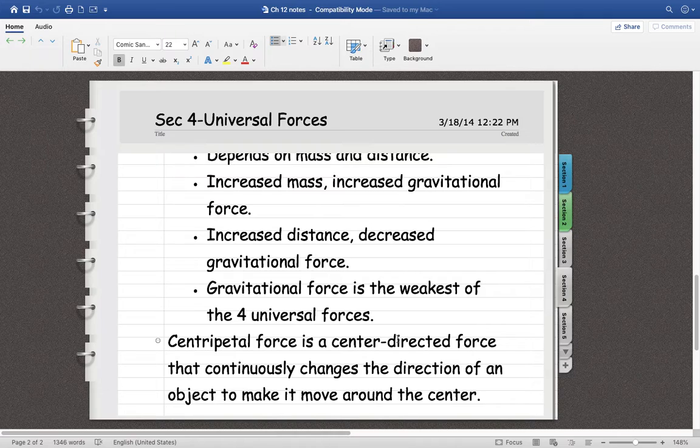Or like when you go to the fair or the carnival and you're on those teacups or some of those rides that you're spinning around, you're not flying out, you're being pushed back towards the seat, but you don't fall out. This is centripetal force.